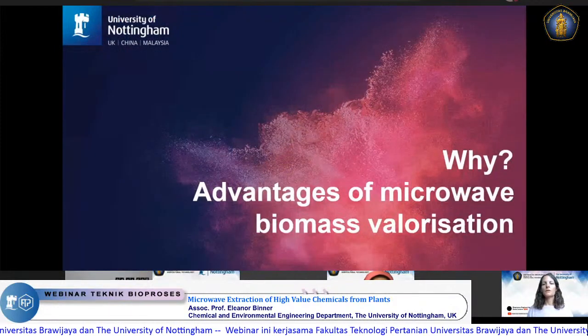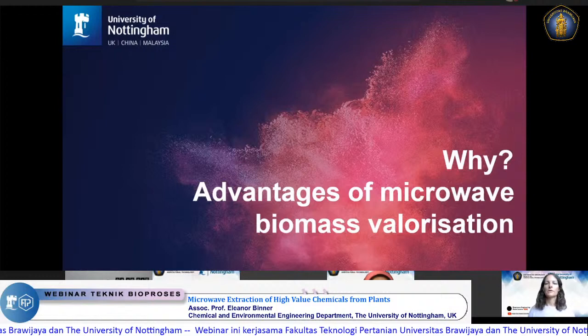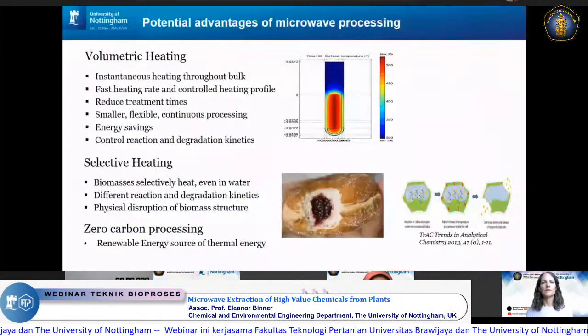So why do we want to apply microwaves to biomass valorization? Now I hope that's been helpful in giving you some basic understanding of our motivation in doing these things. So we have volumetric heating, as we've explained. Volumetric heating means that you can get really, well, instantaneous heating throughout the bulk. This can have huge advantages in processing.